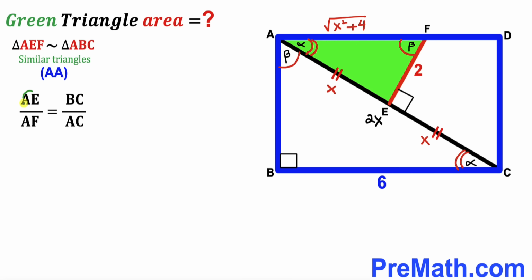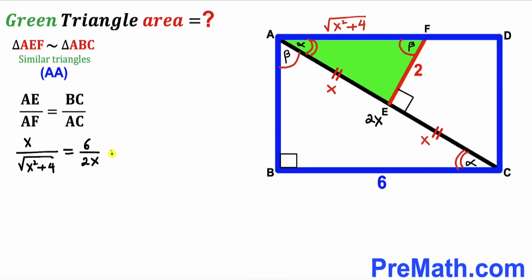And now we can see our AE side length is x, so I'm going to replace that one with x over here. Our AF side length is the square root of x squared plus 4, so I'm going to replace that one with the square root of x square plus 4. The segment BC length is 6, so I'm going to replace that one with 6 over here. And finally our AC length is 2 times x, so I'm going to replace that one with 2 times x.